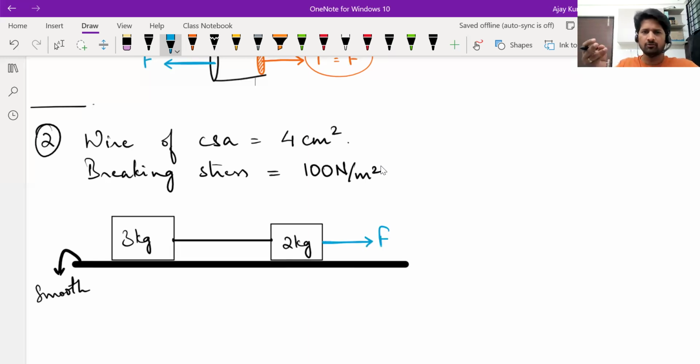Now you apply a small force, the system will slide with a small acceleration. There will be a small amount of tension generated in that string. It may not be enough to break the string. But if you apply sufficient force, you can generate sufficient tension in the string, which can break it. So the question is to find the maximum force that you can apply without breaking the string.